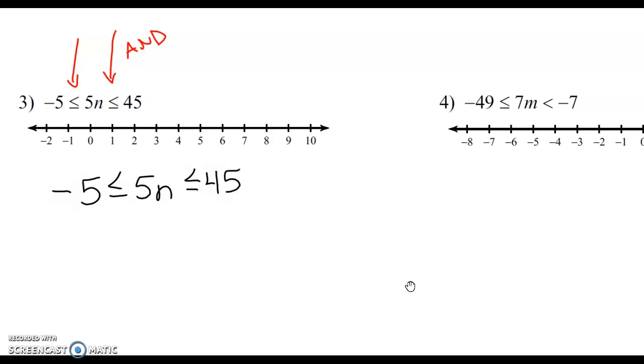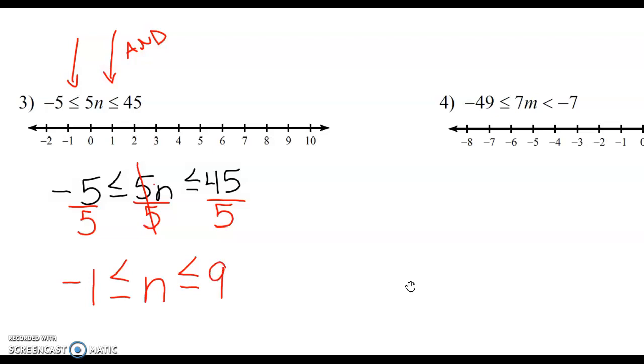So you know how like we usually say what you do to the left, you do to the right? Well, if it's smushed, there's actually 3 sides. So what you do to the middle, you also do to the left and to the right. So I can see here in the middle, I've got 5n. So to get n alone, I would divide by 5. If I divide by 5 in the middle, I divide by 5 on the left and on the right. I cancel, I clean. The 5 over 5 cancels. So negative 5 over 5 is negative 1, less than or equal to n, less than or equal to 45 over 5 is 9. So this is another way to write an and.